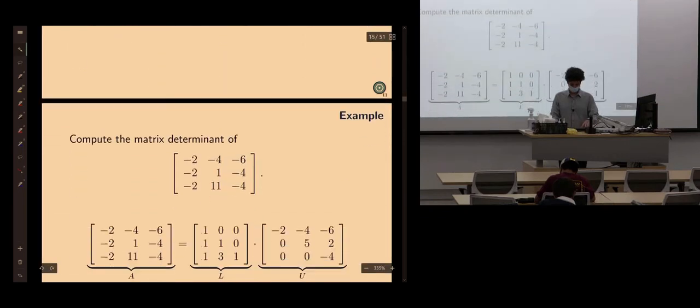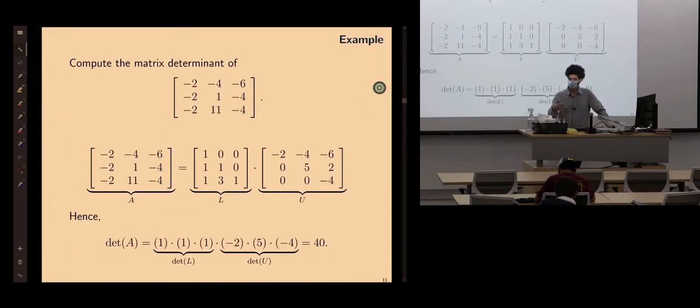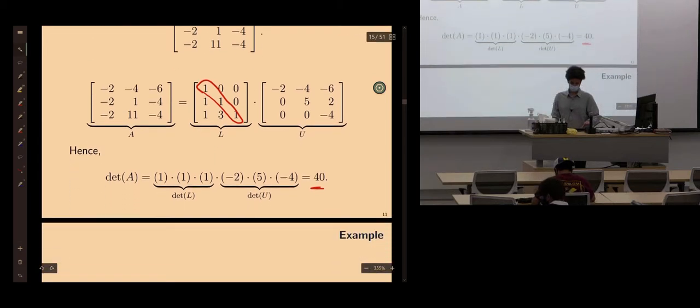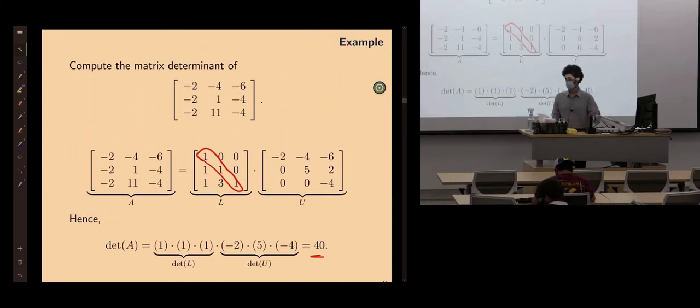And what is the determinant? Just like we said previously, we have 1s on the diagonal of L. So the determinant of L is actually 1, 1 times 1 times 1. And U is minus 2 times 5 times minus 4. And that makes it 40. Okay, so this was my hand calculation.